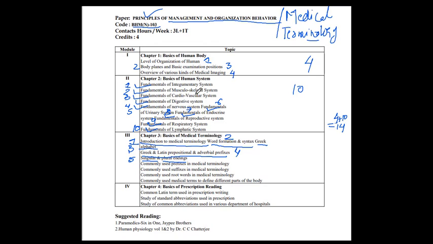Commonly used prefixes in medical terminology, this stands as the sixth one. Commonly used suffixes in medical terminology, the seventh one. Commonly used word roots in medical terminology, the eighth one. And commonly used medical terms to define different parts of the body, the ninth one. So there are a total of 9 different topics in module 3. So till module 3, cumulatively the number of topics is 14 plus 9, which gives you 23.